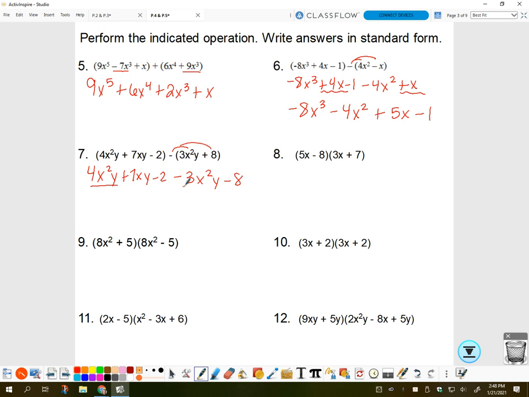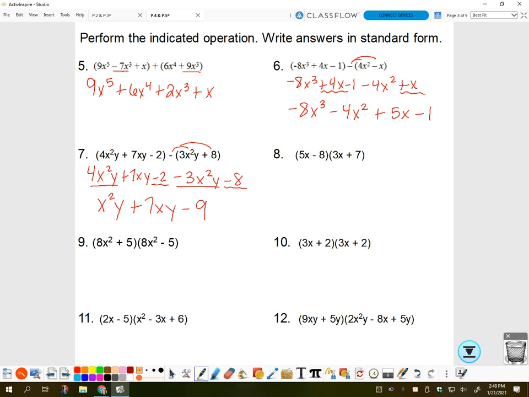So you have this guy and this guy that have matching variable parts. So 4 minus 3 is one of those. You can write the 1 or not, if understood. Then you have the 7xy that doesn't have anybody that matches. And then we have a negative 2 and the negative 8, which gives us negative 9. All right, so that's adding and subtracting.